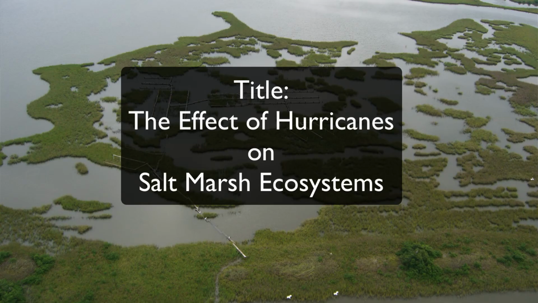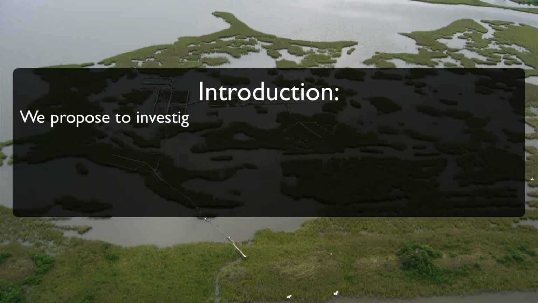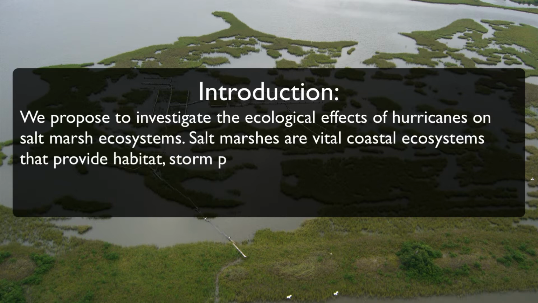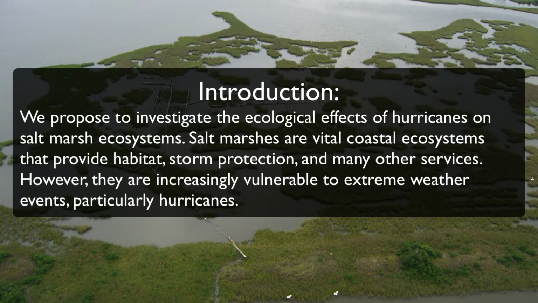Now let's look at a hypothetical example. This proposal is titled, "The Effect of Hurricanes on Salt Marsh Ecosystems." Here's what the introduction might say. We propose to investigate the ecological effects of hurricanes on salt marsh ecosystems. Salt marshes are vital coastal ecosystems that provide habitat, storm protection, and many other services. However, they are increasingly vulnerable to extreme weather events, particularly hurricanes.